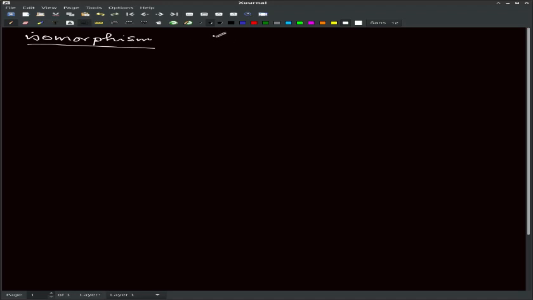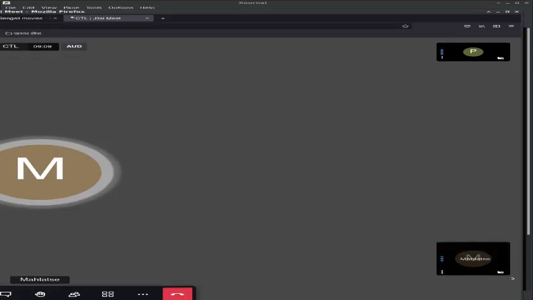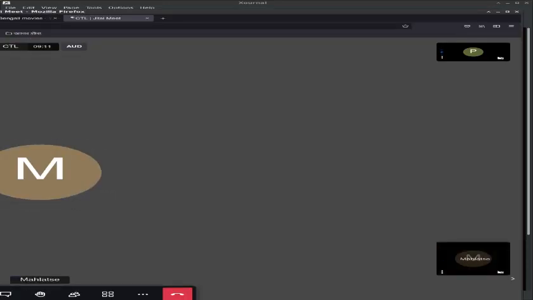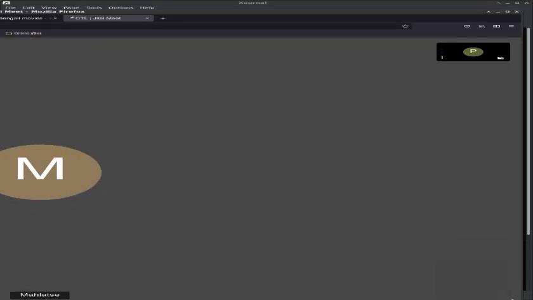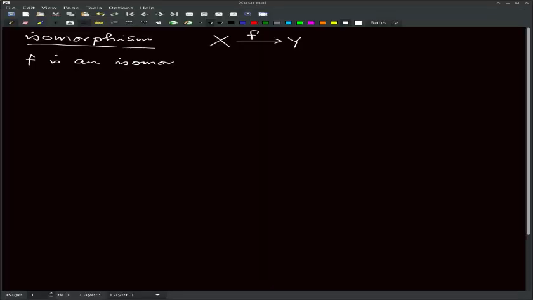So it's a morphism F from X to Y. So F is an isomorphism. I'm not seeing you. Are you sharing your screen? Sorry. Can you see my screen now? Yes, now I can see your screen.